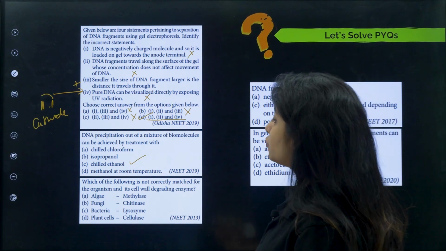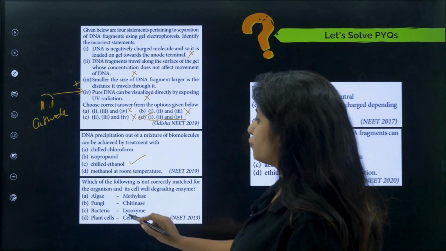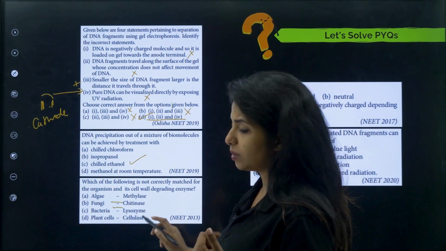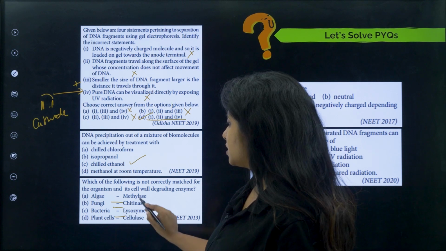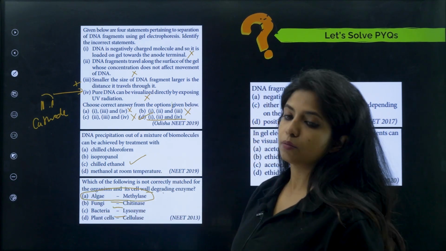Going ahead, which of the following is not correctly matched for the organism and its cell wall degrading enzyme? Fungi, you know, are made up of chitin, so chitinase is correct. Bacteria, you know, have peptidoglycan, so lysozyme is correct. Plant cell, cellulase is there. So algae by methylase, that is wrong. So this becomes the answer.